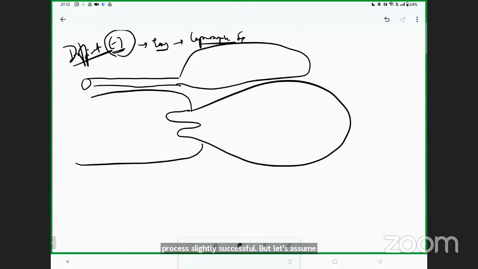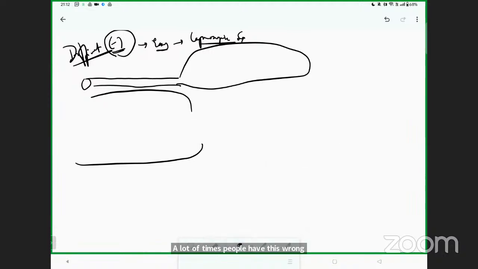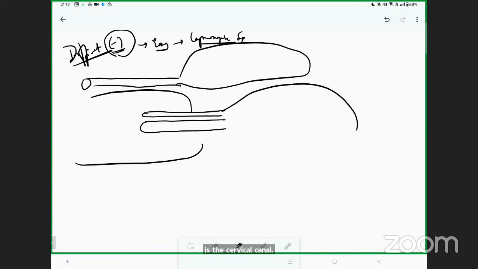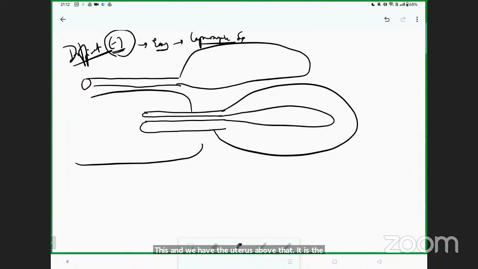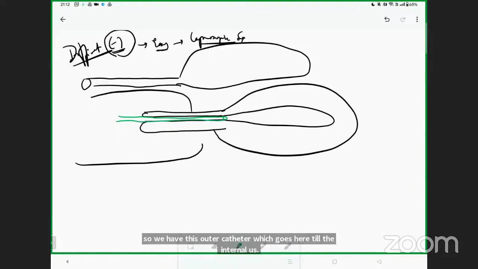But let's assume you did not do that. A lot of times people have a wrong habit. I will expand the cervical canal a little for all of us. Let's assume this is the cervix which we see. I will draw the cervix for all of you. That is the cervical canal. This is the cervix, and we have the uterus above it. The cervical canal ends inside the endometrium. We have an outer catheter and an inner catheter. The outer catheter goes up to the internal os, and through that we have the inner catheter.